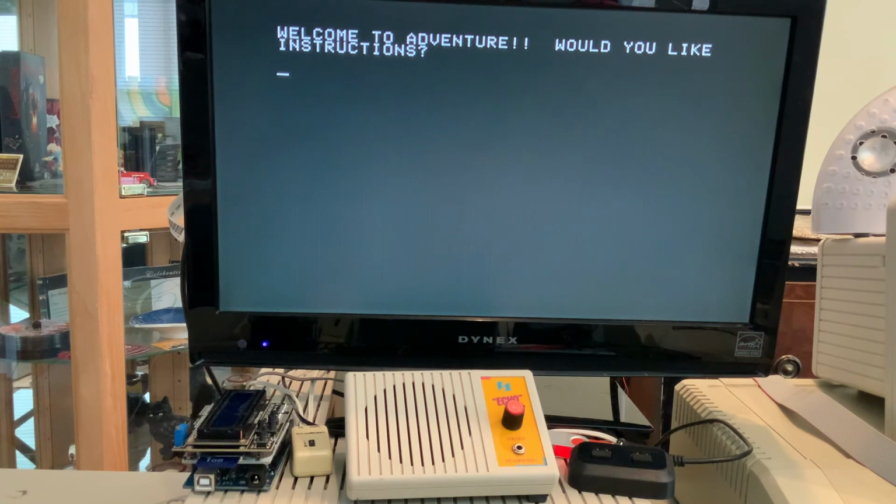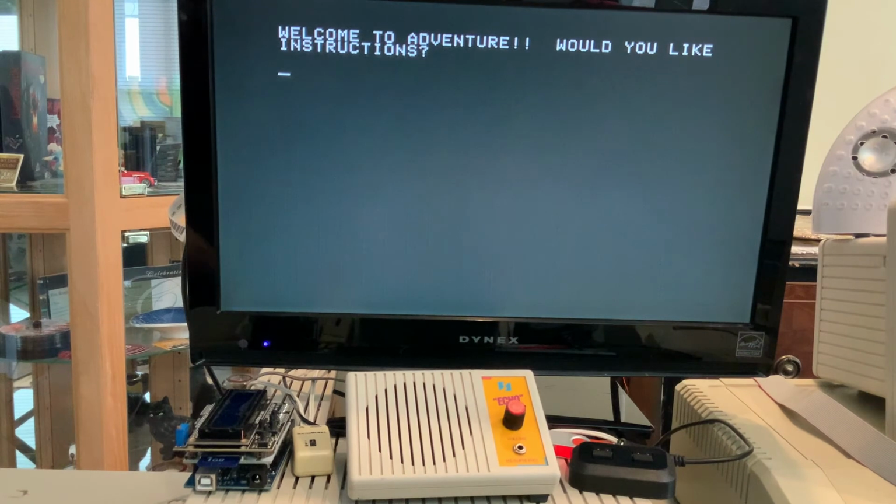So when you bought a Mockingboard, the back of the disk had the classic Adventure game using the speech synthesizer.